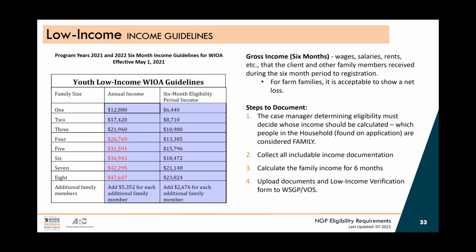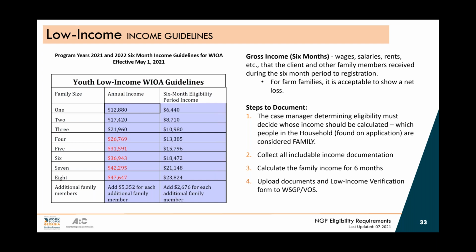Now, if they're not low income, if they're not in a high poverty area, then you're having to look at someone's income. Okay, and it's the gross income for 6 months. That includes wages, salaries, anything they're getting in rents, and whatever the other family members receive during that 6 months.